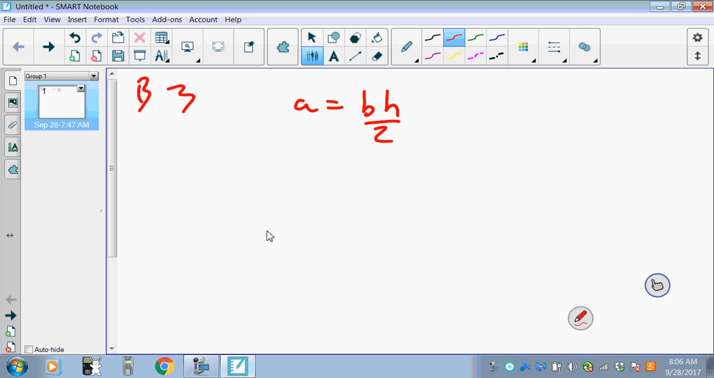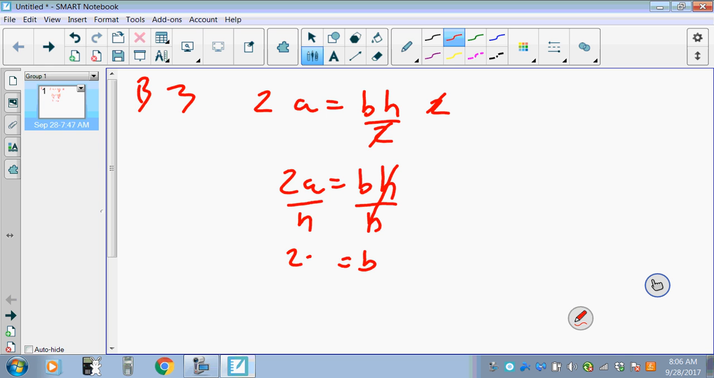So again, you can do it as two steps. I could multiply by 2. I'll show you this both ways. And that will be 2A is equal to BH. And then we can, I'm sorry, we were solving for B, so we can divide by H and divide by H. And then we have the base equal to 2A over H.